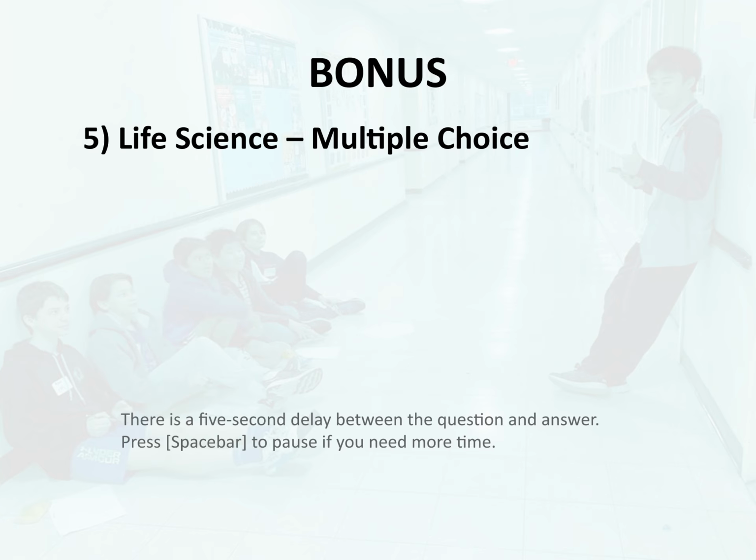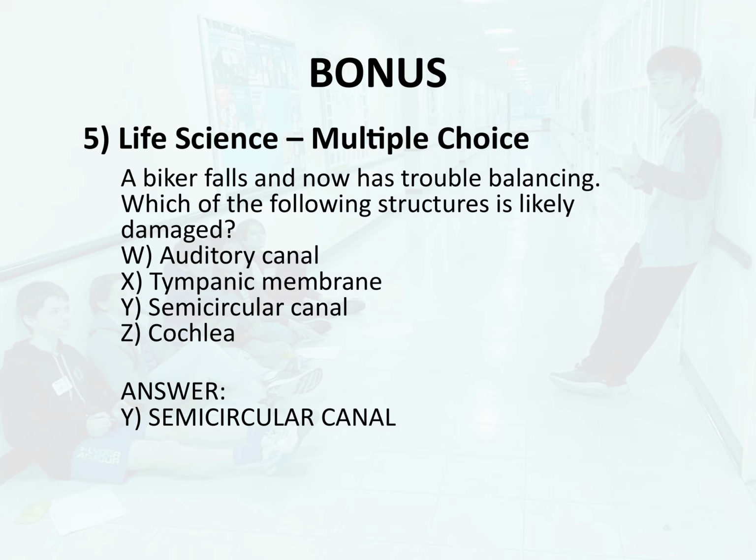Bonus 5. Life science, multiple choice. A biker falls and now has trouble balancing. Which of the following structures is likely damaged? W. Auditory canal. X. Tympanic membrane. Y. Semicircular canal. Z. Cochlea. Answer: Y. Semicircular canal.